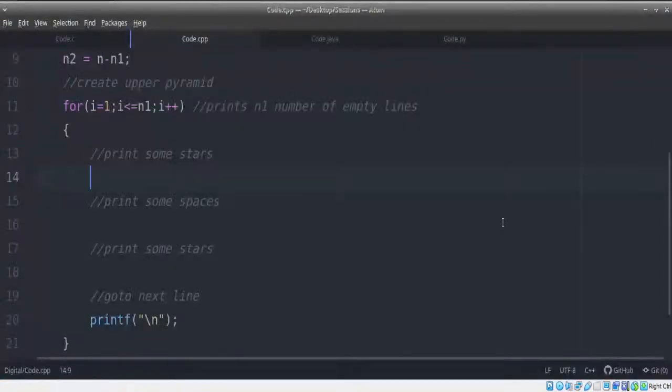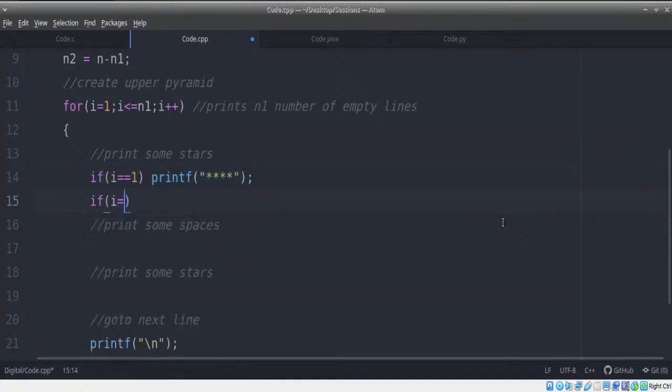Now can I go to my code and can I type if I is equal to 1, print 4 stars or something like this. Then if I is equal to 2, let's say print 3 stars. Can I do this? Will this work? What if number of lines are changed? If number of lines are changed, number of stars in first line also changes. So we cannot use this logic everywhere. We cannot use this particular logic. This will not solve in every scenario. So we need to change the logic.